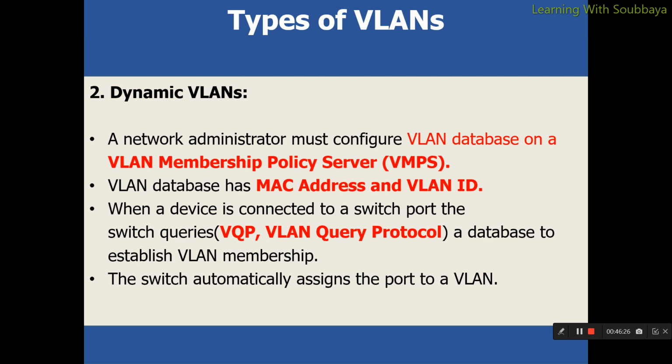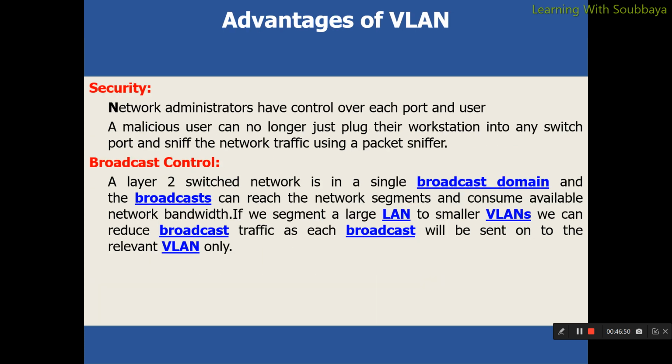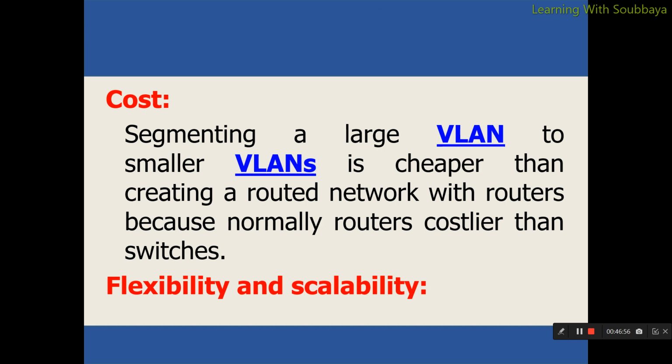When you connect your PC to the switch port here, the switch port will generate a VQP protocol, VLAN Query Protocol. The request is forwarded to the database available in the VMPS server. The VMPS server verifies the VLAN and the MAC address. Based on the MAC address, the VLAN is assigned to the particular PC. This is called MAC based VLAN.